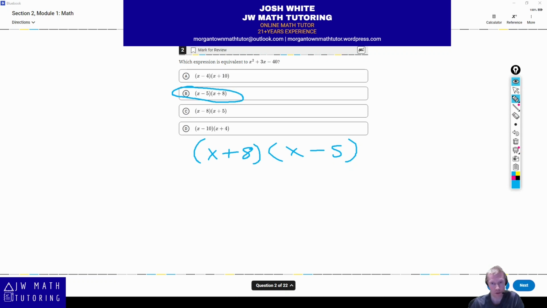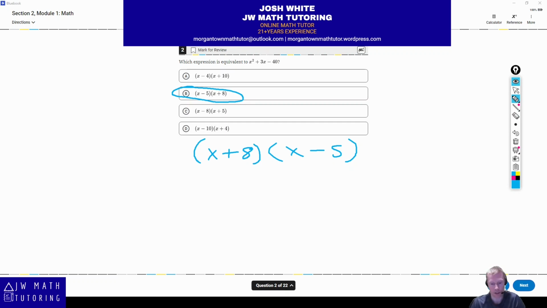Now, an alternate way you could solve this problem, if you were having trouble with the factoring or you didn't know that they were trying to factor this, is to go through these answer choices and just FOIL them all out, right? And then combine your like terms and see which one gives you x squared plus 3x minus 40. I mean, really, you're just looking at the inner and the outer terms because all of them are going to be x squared, and based on the signs, all of them are going to be minus 40.